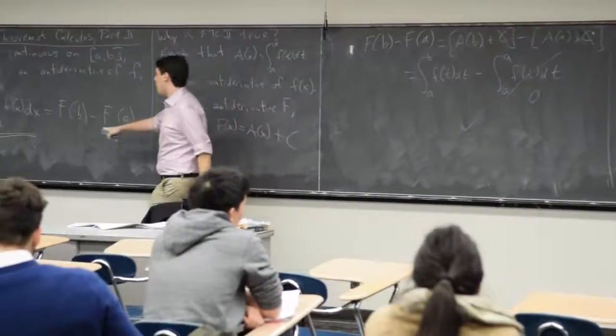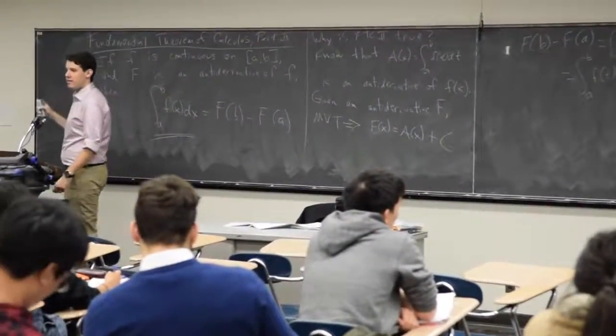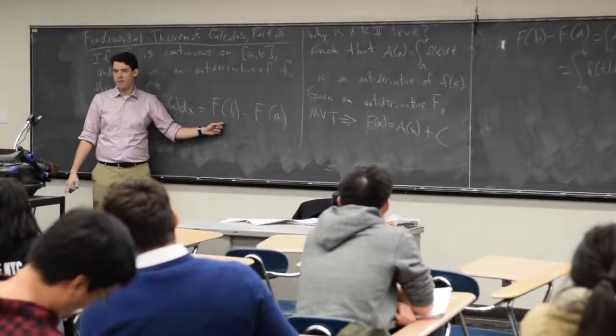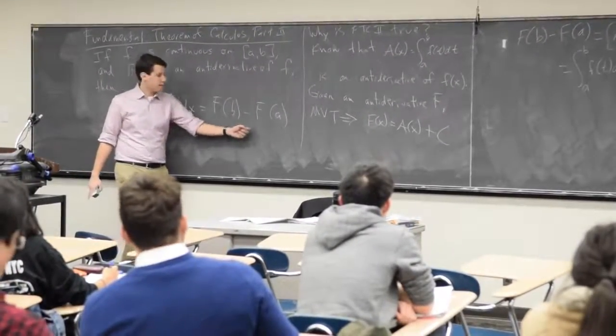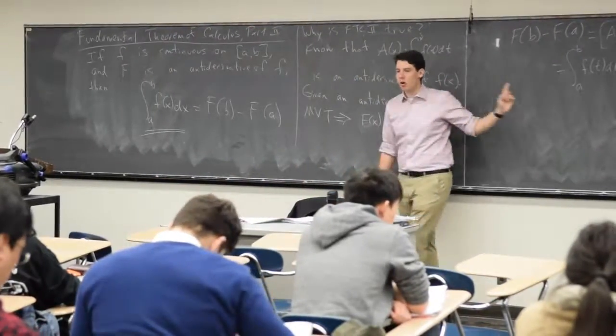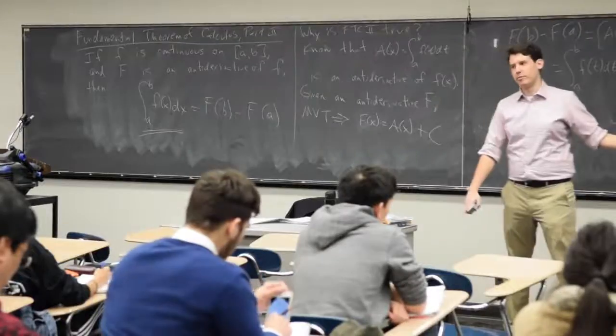Part 2 examples are you have to take the integral and you use the fact that you can't find an antiderivative and you just take the antiderivative at the endpoints. So let's do some part 1 examples, then we'll do some part 2 examples. Okay?